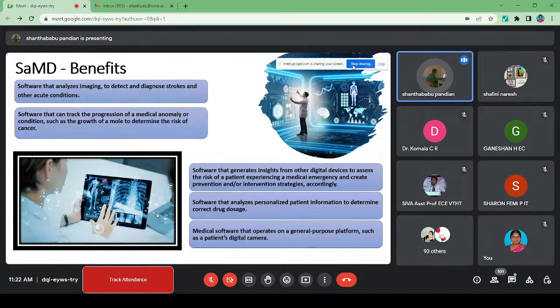And this specific slide talks again about software that analyzes the patient's personalized information and determines the correct drug dosage, and medical software that operates on general purpose platforms such as a patient's digital camera. So there might be a switching on the camera so that you can diagnose. But nowadays it's really challenging. But with this kind of diagnosis through the camera, the patients don't need to be present in the clinic. So they can show up through a video conference call. So the doctor will be on the call, but the quality of the camera and the quality of the technology will matter hugely.